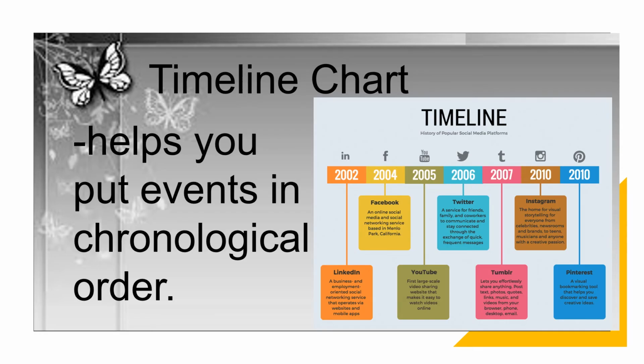And in 2005, we have the YouTube. In 2006, Twitter had been introduced. In 2007, we have the Tumblr. And in 2010, we have the Instagram. And in 2010, Pinterest have been introduced to the public. So here is the timeline of the history of popular social media platforms that we have been using and enjoying until now.